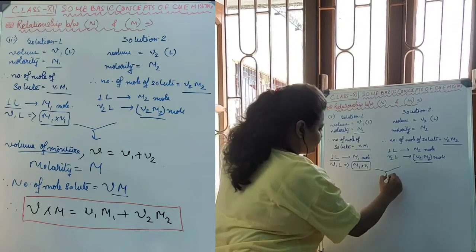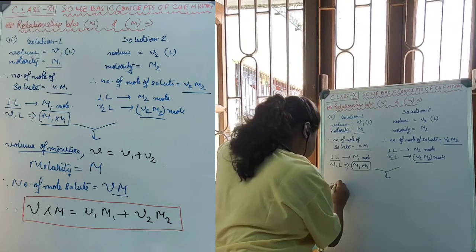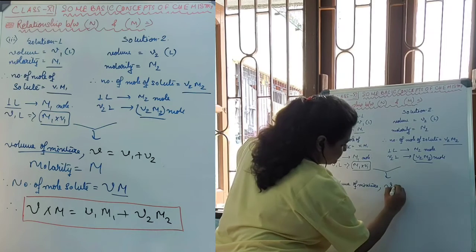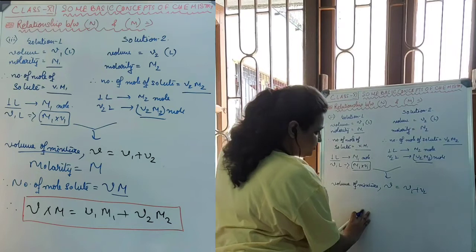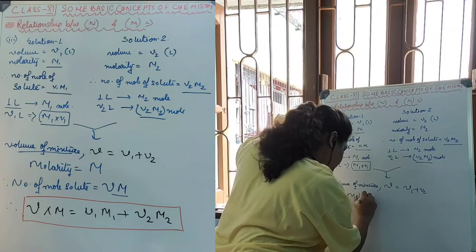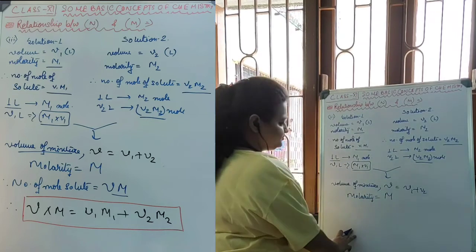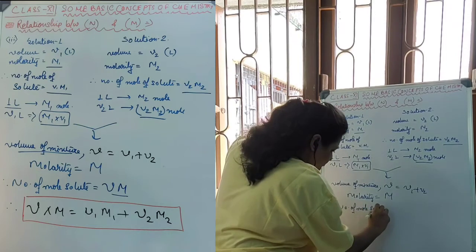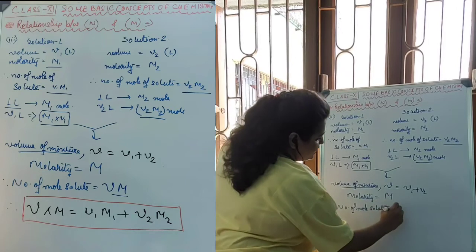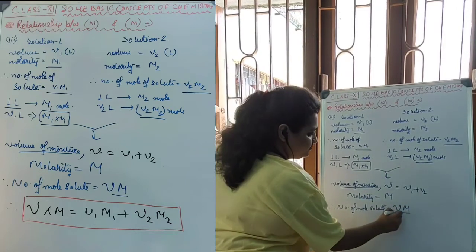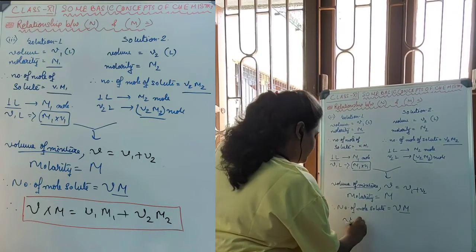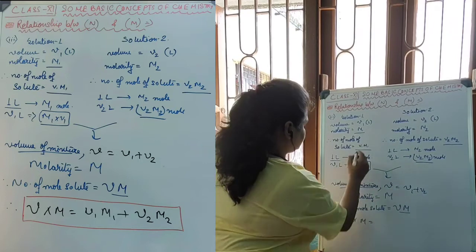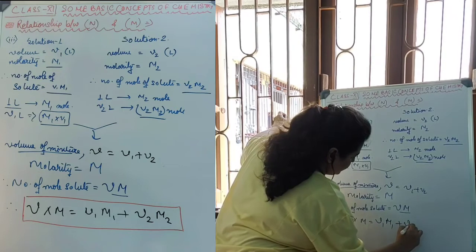total moles of solute in solution 2 is V2 M2. Now these two solutions are mixed together and the new volume of the mixture becomes V, capital V, which is represented by V1 plus V2, and the new molarity of the solution also changes to capital M. Now the total number of moles of solute in this new mixture can be found out by V multiplied by M. Now this is nothing but V multiplied by M equals V1 M1 plus V2 M2.